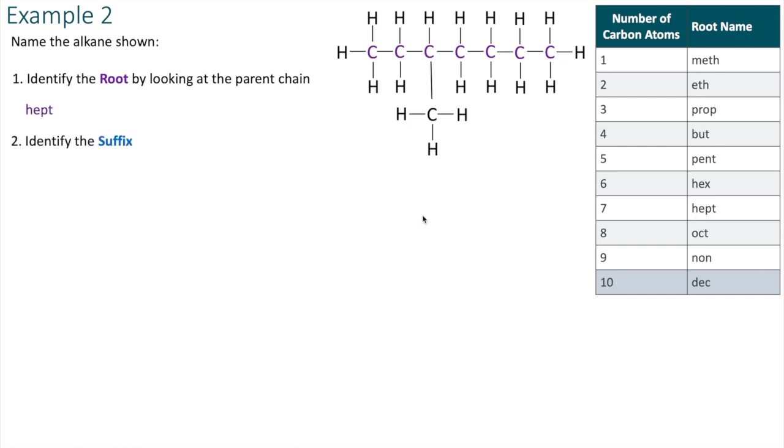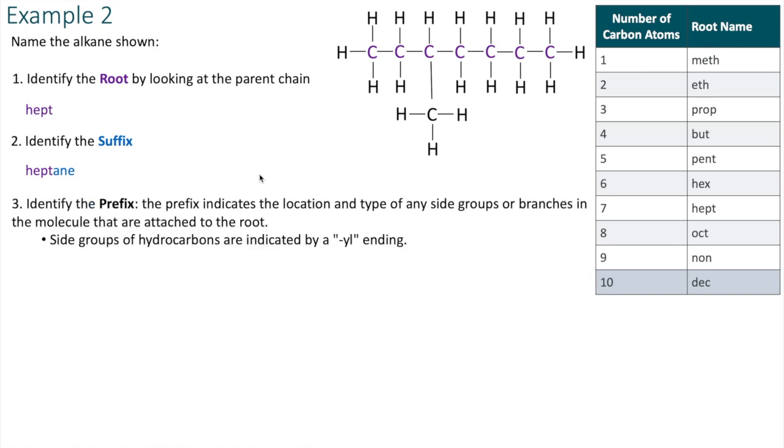The next thing we need to do is identify what the suffix is, and in this case we're dealing with an alkane, so this becomes heptane. The next thing we need to do is identify the prefixes. And the prefixes are indicated by those side chains here. So we have a side chain here, and it's a 1-carbon side chain. If we have a 1-carbon side chain, that means we have a methyl group. We add YL to the ending. So now we have methyl heptane.